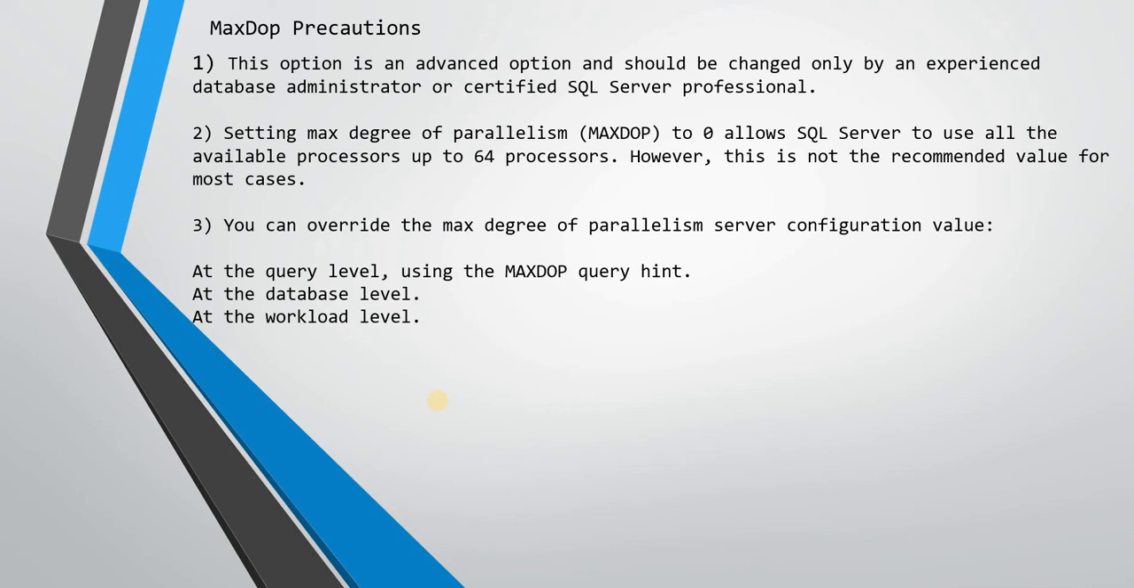That is, if you define it on a query level, then whatever you have defined on the instance level or database level doesn't matter. Similarly, if you have defined a MaxDOP value on a database level, then whatever you have configured on the instance level doesn't matter, right? So this is the hierarchy: query, database, and then instance.